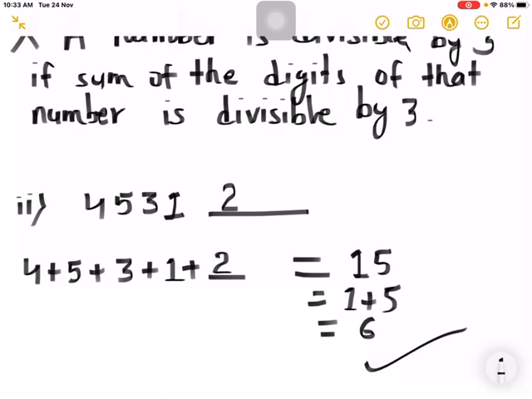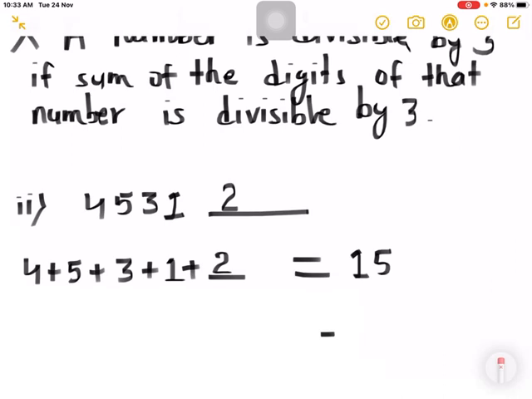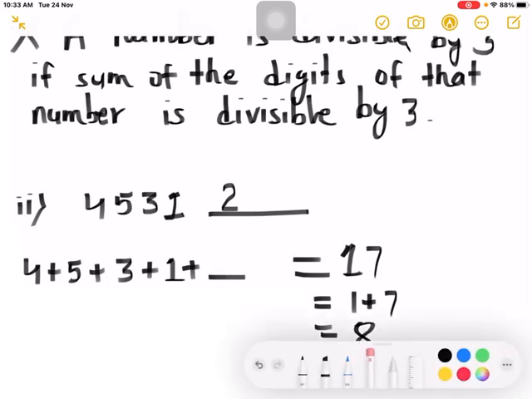What if you write 3? If you write 3, then here the sum will be 16, and 6 plus 1, 7, not again. If you write 4 here, then what will be? Let's see. Find out the sum here. 4 plus 5, 9, 10, 11, 12, 13, 14, 15, 16, 17. 17 again. See, 1 plus 7, it is 8. It is not divisible by 3.